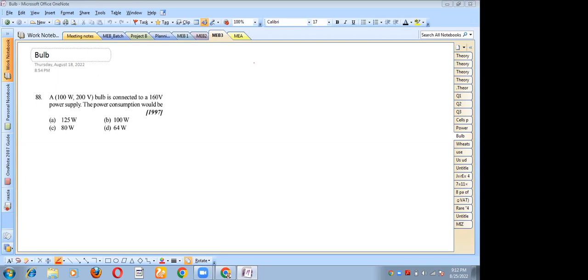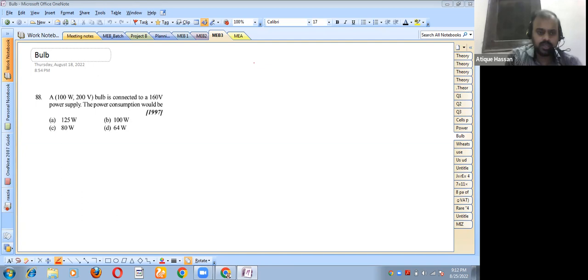So up to some extent you are right. But after that, what? Power is already given and the power has been asked. So why is the answer not 100 watt? Power of a bulb is given and we have been asked the power. In the option we also have 100 watt. Then why is 100 watt not the answer?